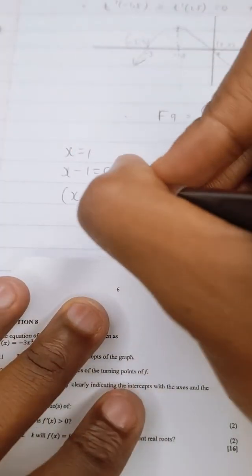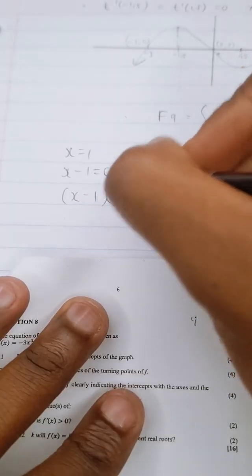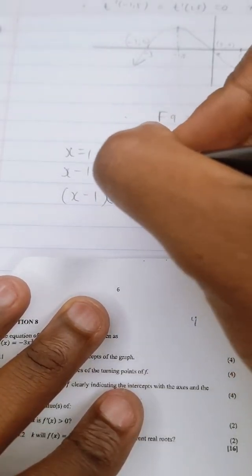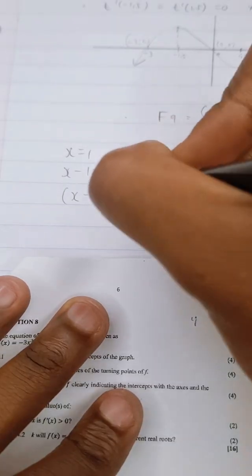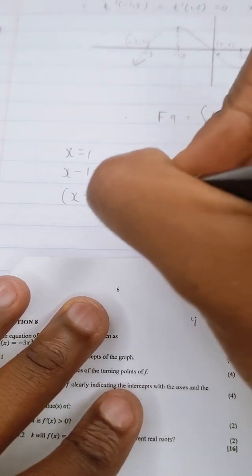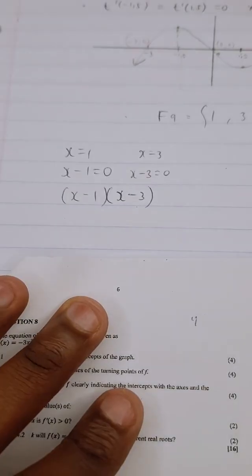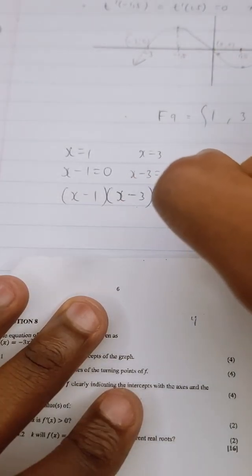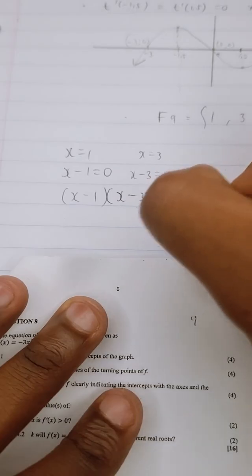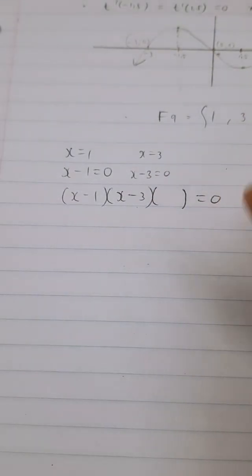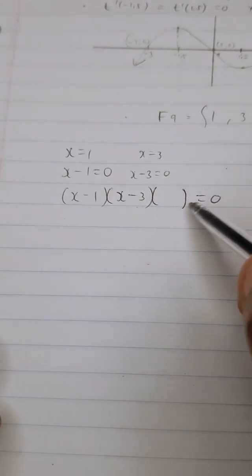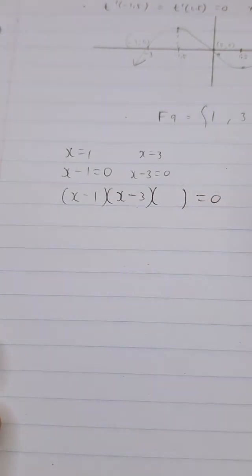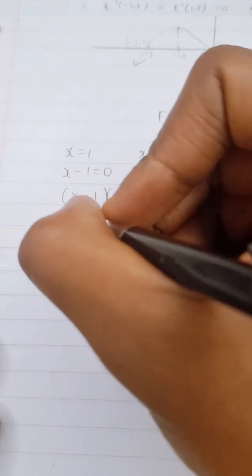We are working. x is equal to 3, which is x minus 3 is equal to 0. That means x minus 3. Okay, all right, that's good. But then we are missing something, another bracket equated to 0. And the question is, what is that missing binomial?